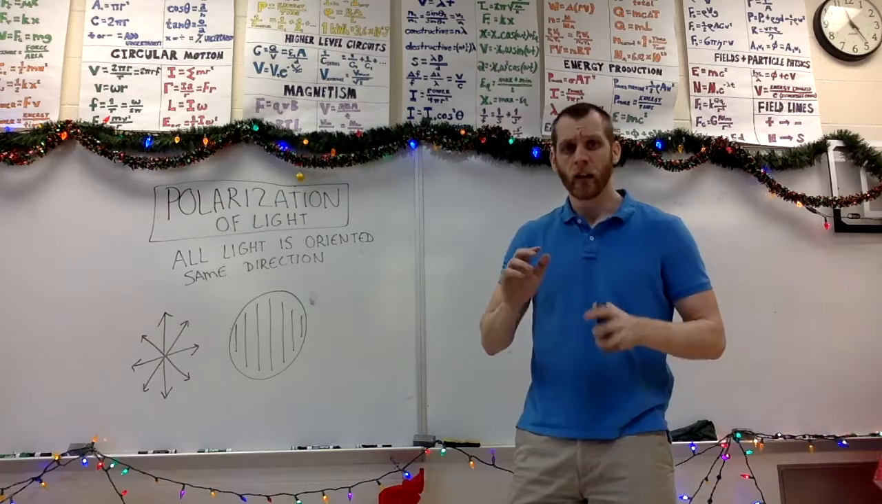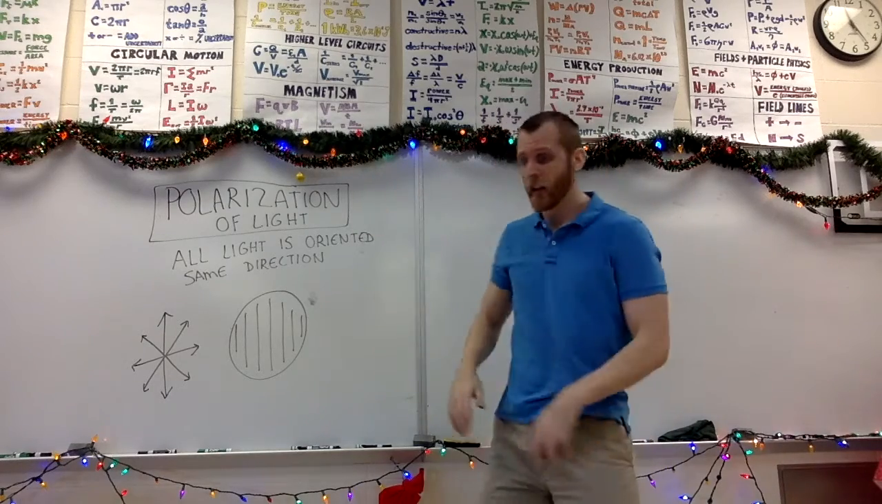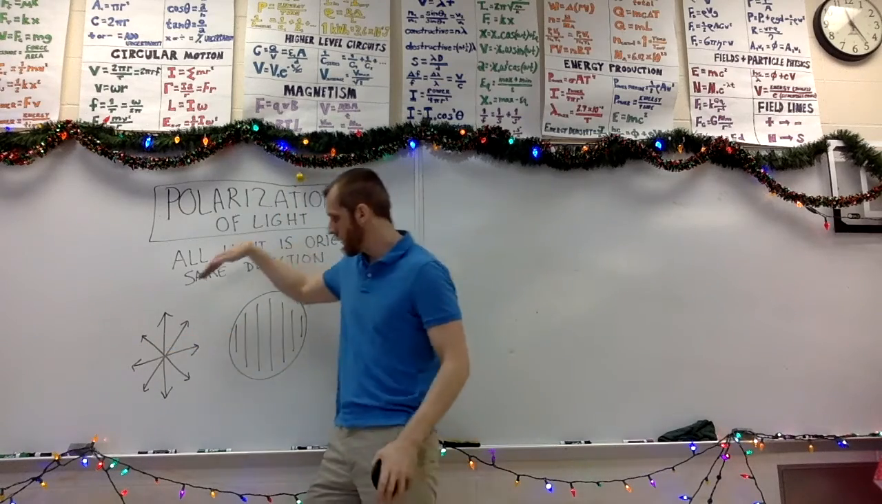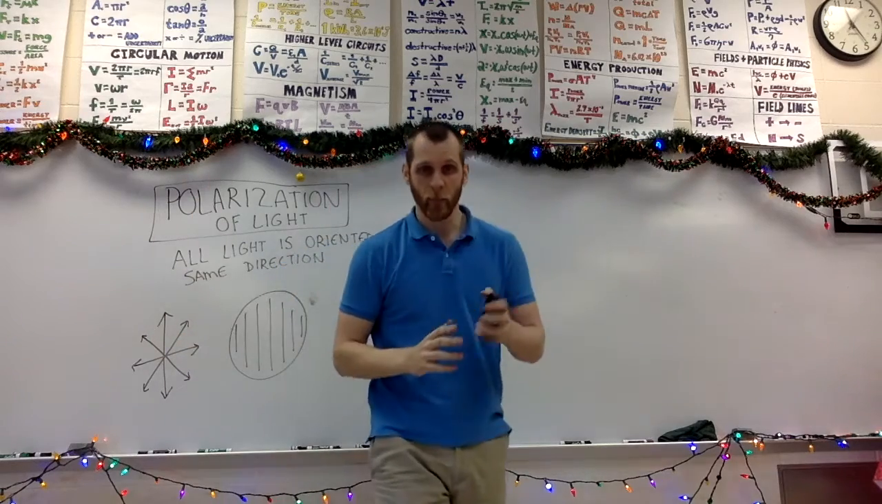Imagine we had light that's not polarized. You have light waves going all these different directions. You have light waves that are going vertical, light waves going horizontal, light waves going diagonal this way. You can have light waves in between there, oscillating in different directions.